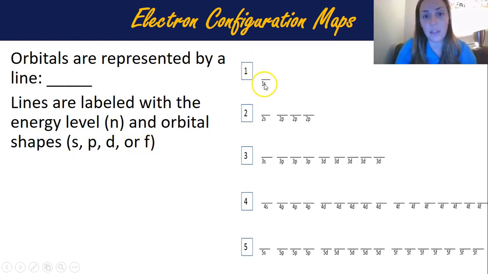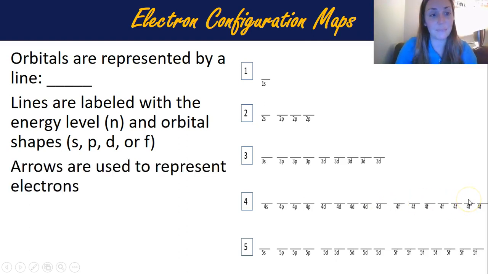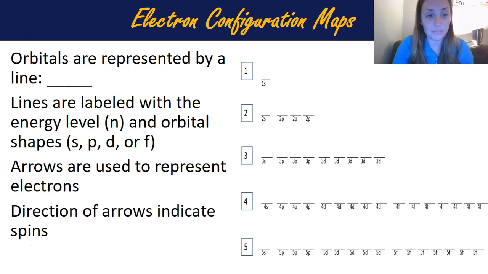Notice in your first energy level, you just have s. In your second, you have s and 3 p's. In your third energy level, you have s, p, and those 5 d's. In the fourth and on, you would have s, p, d, and the 7 f's. When you fill this map, the arrows are used to represent electrons. The direction of the arrow indicates the spin. A positive spin has an up arrow, and a negative spin has a down arrow.